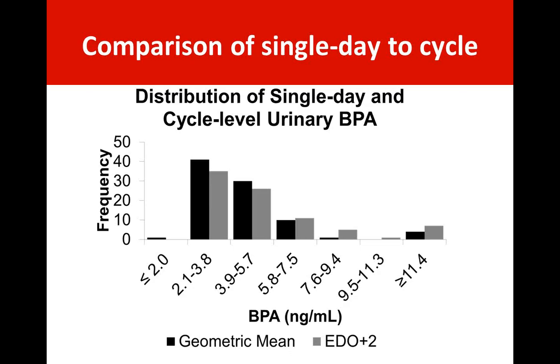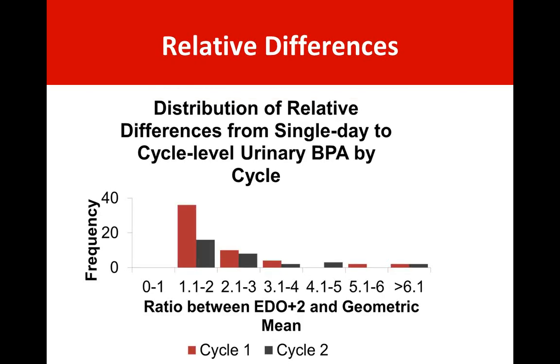This is just comparing single day values and then their cycle level values. And so the gray is for a woman's estimated day of ovulation, we picked 2 days later. So if we only had 1 day for that woman, we picked that and compared it to her geometric mean for the cycle. And so you see, the distribution is still similar, but people may wind up in different categories depending on what happens. So this is showing the relative differences, okay? To be able to say, from our single day specimen, where would we classify you compared to the geometric mean for that whole cycle?